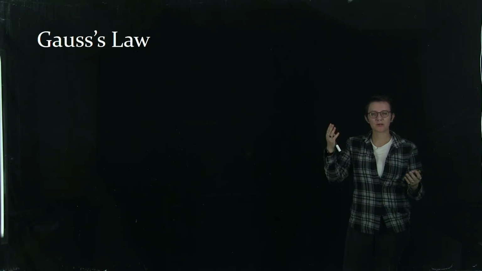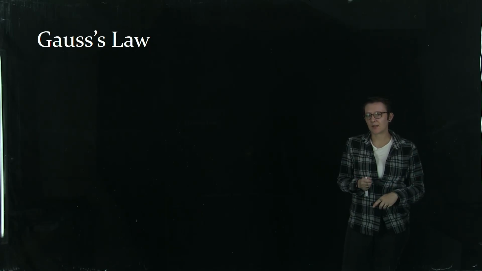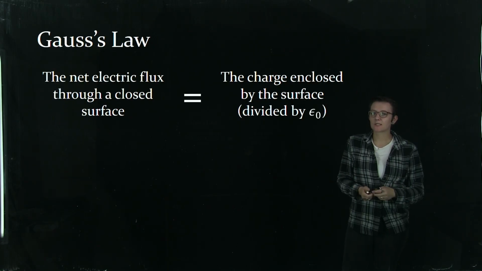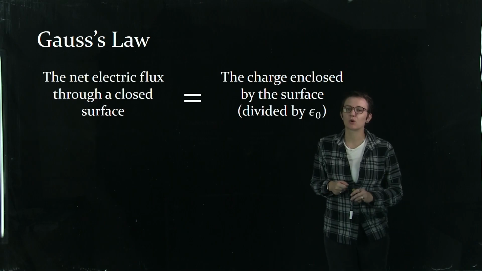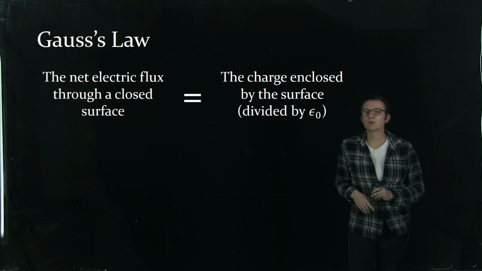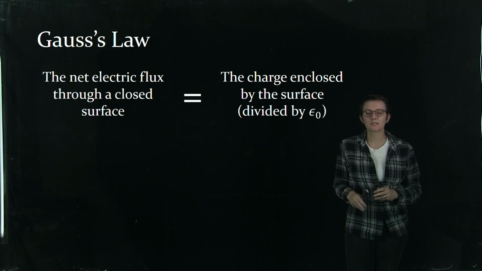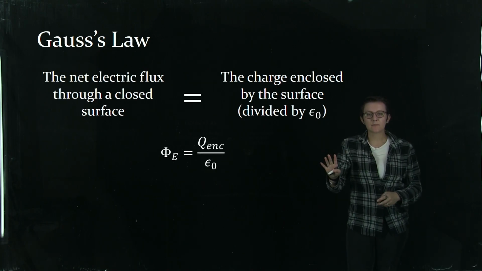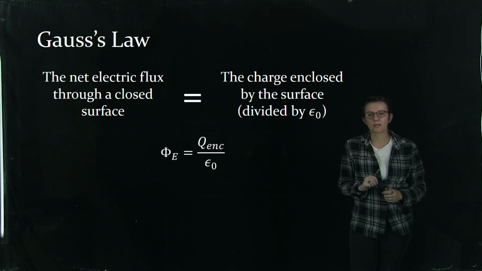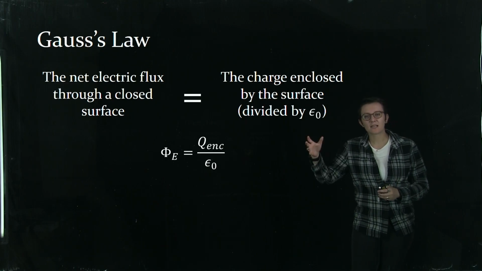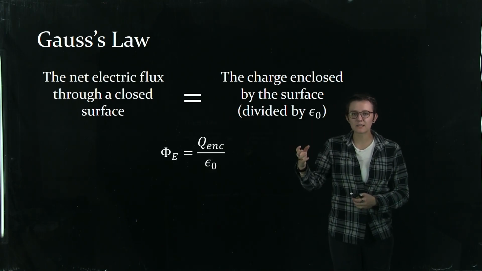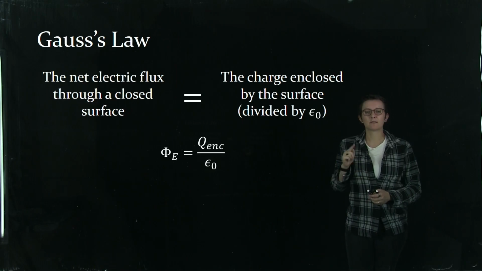All right, in this video we're going to talk about a fundamental law called Gauss's law. In words, Gauss's law can be written like this. The net electric flux through a closed surface is equal to the charge enclosed by the surface divided by epsilon naught. In symbols, it might look something like this. So here's our electric flux. We're thinking about it, the net electric flux through a closed surface is equal to Q enclosed divided by epsilon naught.